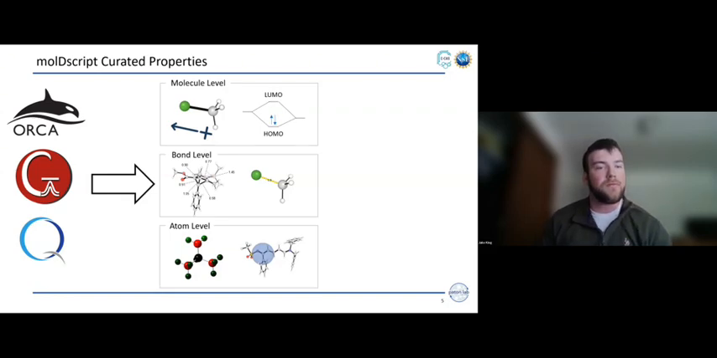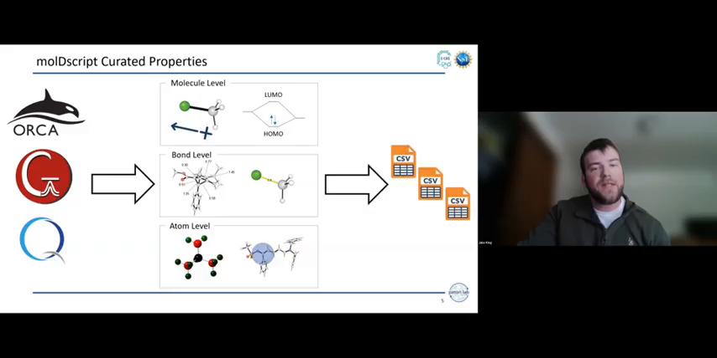calculating buried volumes. Then, once it has these features, it turns them into one of three CSV files for molecule level, bond level, and atom level features, which hopefully should be relatively plug and play into any kind of machine learning endeavor.